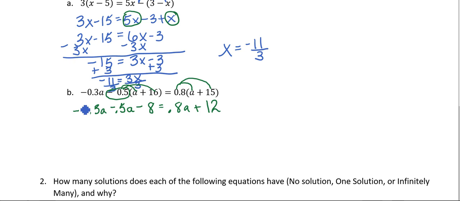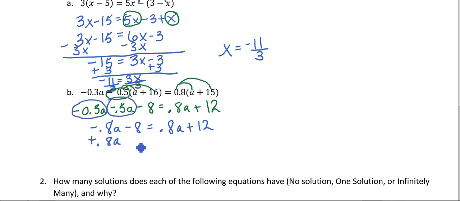Okay, on my left side, I have some like terms that I'm going to combine. So I have negative 0.8a minus 8 equals 0.8a plus 12. I'm going to add 0.8a to both sides. So that leaves me with negative 8 equals 1.6a plus 12.